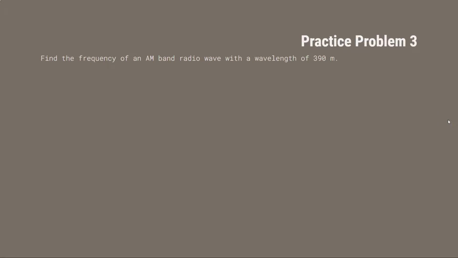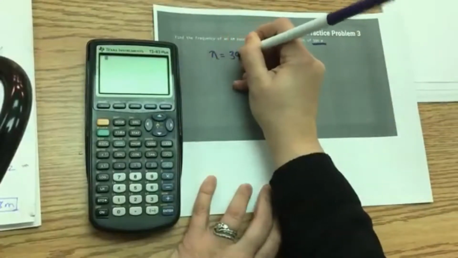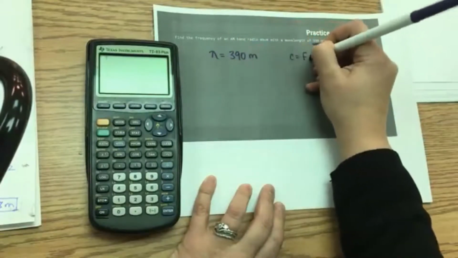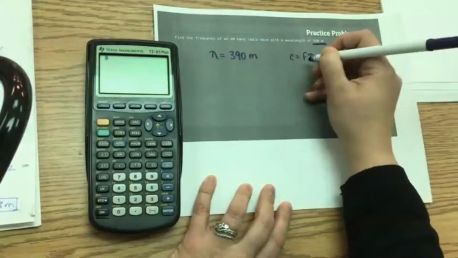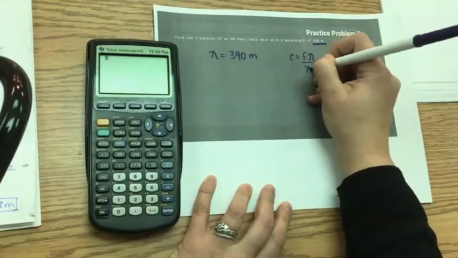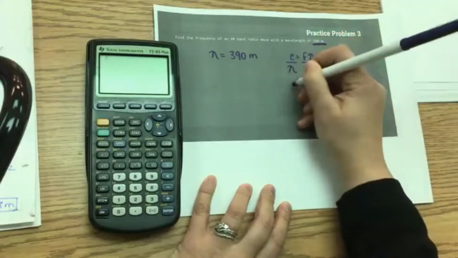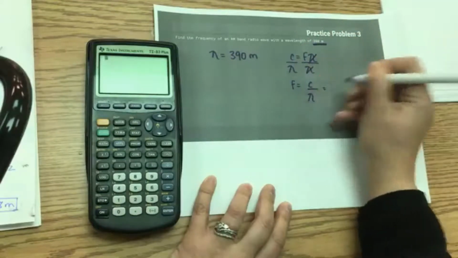So now I'm going to look at a problem that's a little bit different than the ones we've done so far. This one says find the frequency of an AM band radio wave with a wavelength of 390 meters. So I know that I have a wavelength of 390 meters. That is my known. I also know that I have a constant. Here's my formula. I'm going to try and solve for frequency this time. So this time I'm going to divide out wavelength. So my new formula is frequency equals my constant over my wavelength.